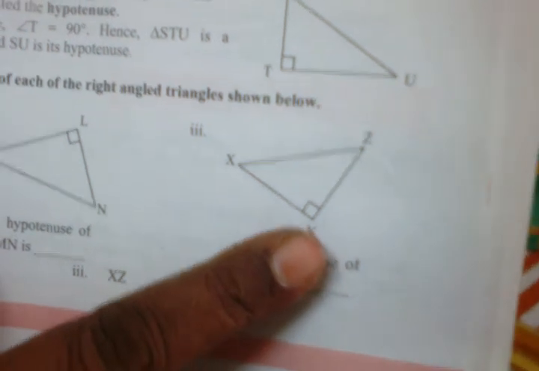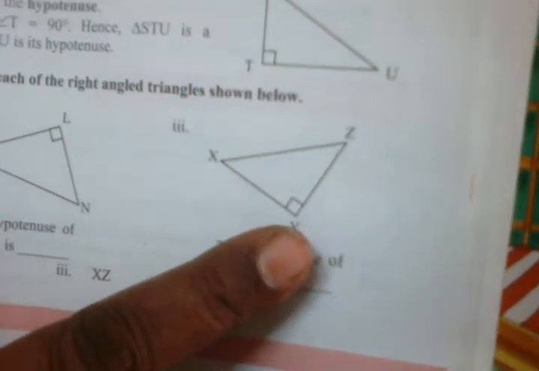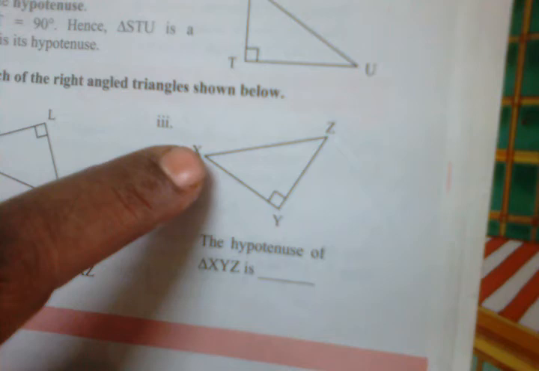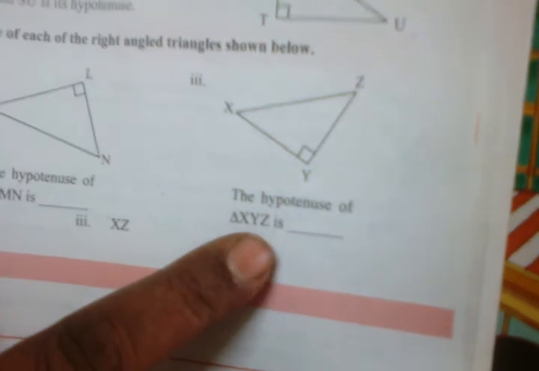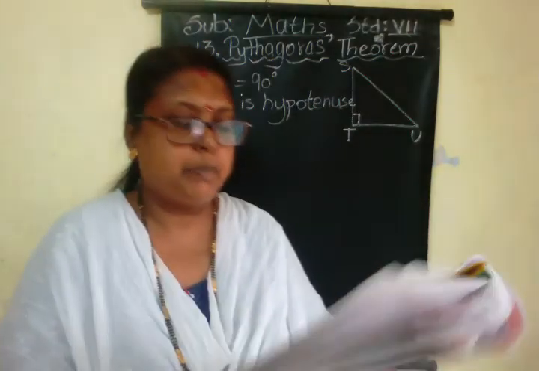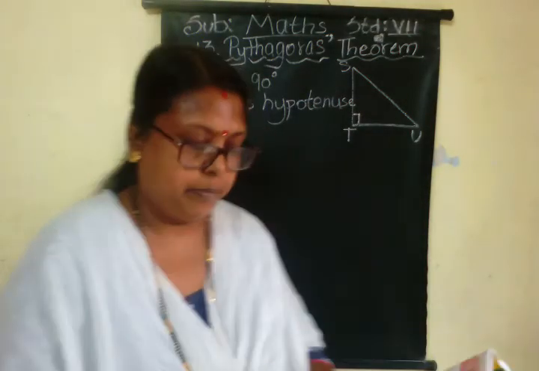Now see the third question, children. Can you see the third triangle? The name of the triangle is XYZ, and at the vertex Y 90 degrees is shown. So which is the side opposite to this? Side opposite to this vertex Y is segment XZ. So it becomes the hypotenuse. So here the hypotenuse of triangle XYZ is segment XZ. XZ will be the hypotenuse. Okay, children. So after this, again we will go back and I will explain you what is hypotenuse theorem. Okay.